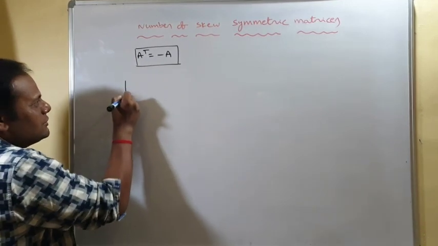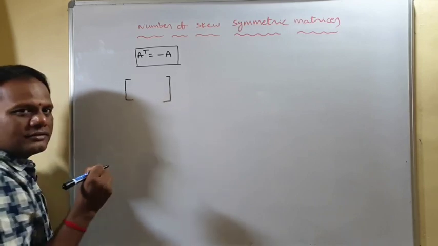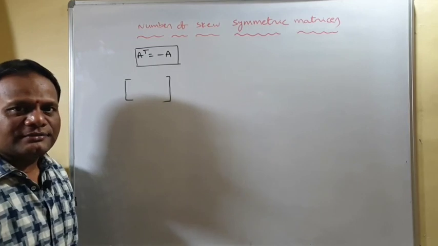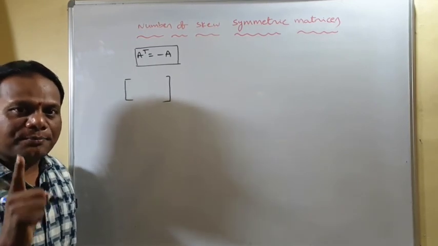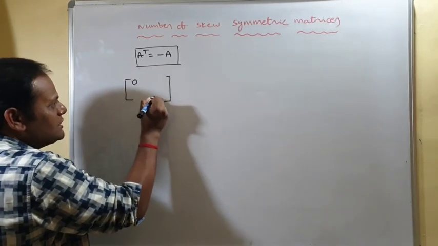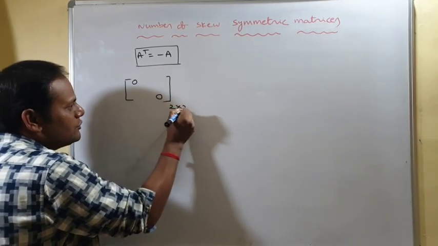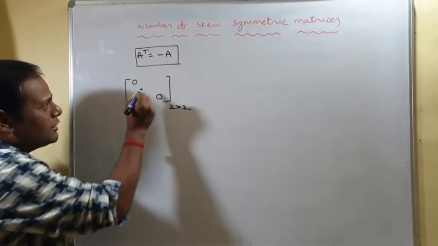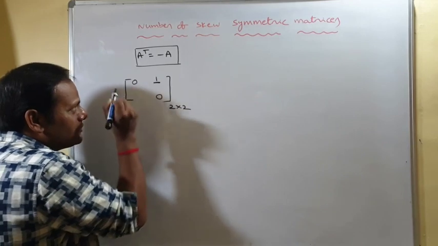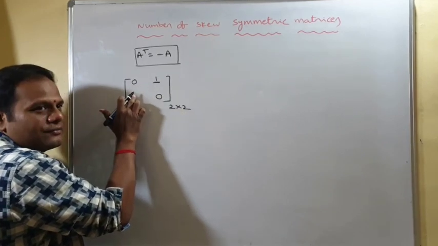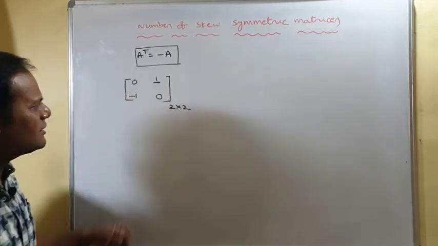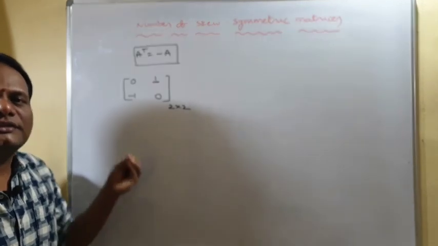Just observe. Suppose I am taking one 2 by 2 matrix. You remember one point: in a skew symmetric matrix, every diagonal element must be 0, that is fixed. So here first you take 0 and here also 0. I am writing a 2 by 2 skew symmetric matrix. Now in this place, whatever element you are taking, take the same element here with opposite sign. So it is plus 1, take minus 1. That's all. This is an example for skew symmetric.